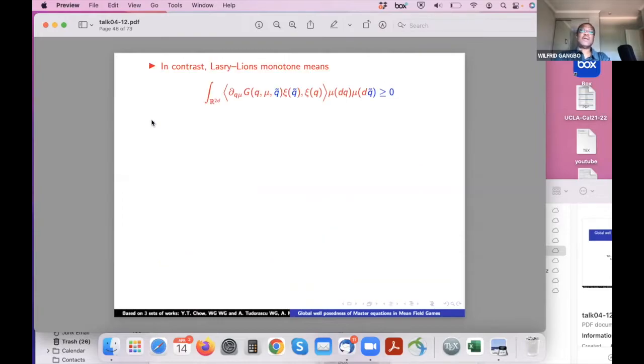In contrast, the Lasry-Lions monotonicity condition removes from the expression I wrote for the displacement monotonicity condition the partial derivative with respect to QQ. It keeps only the first term, and it imposes that this first term is non-negative. There are plenty of examples showing that Lasry-Lions monotonicity doesn't imply displacement monotonicity, and vice versa.